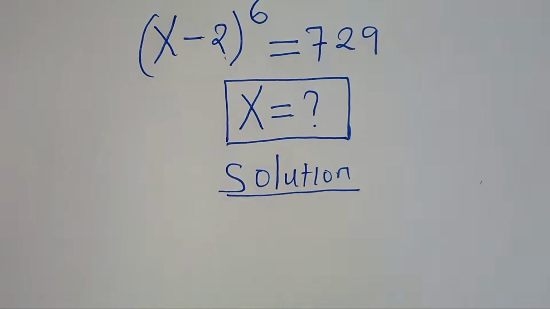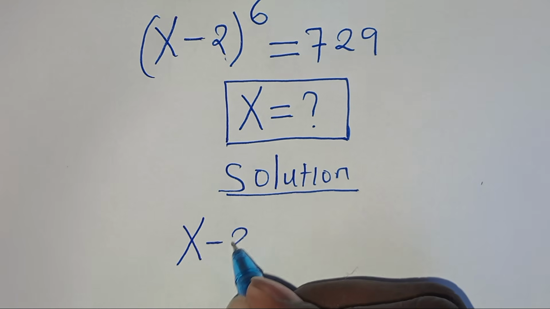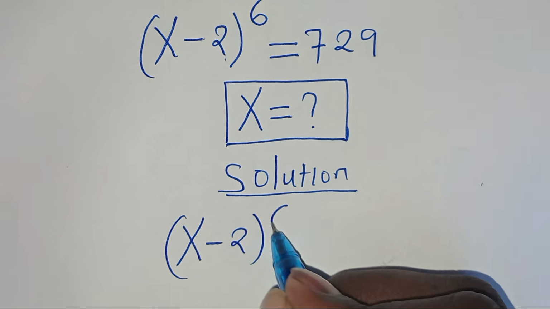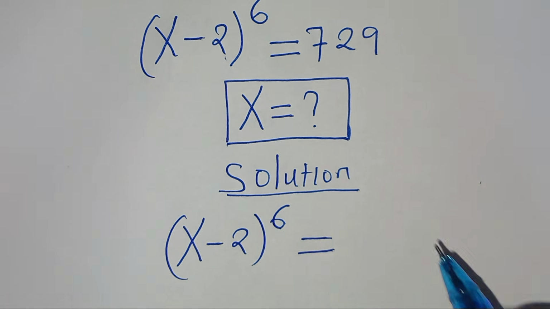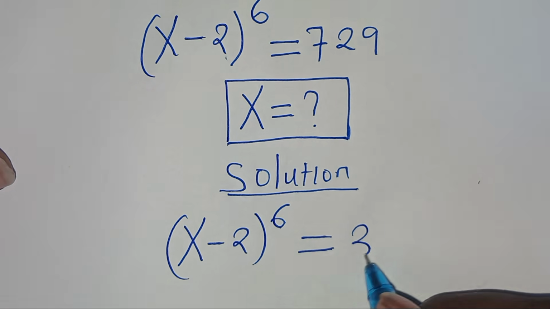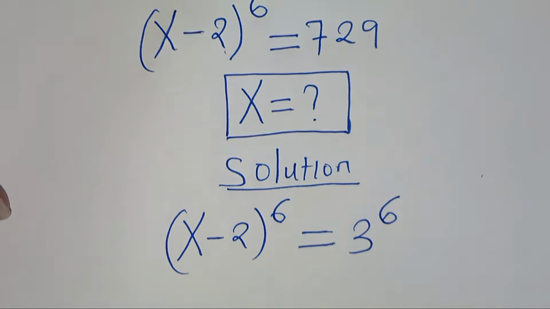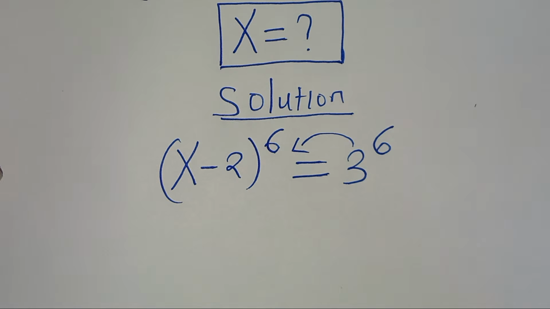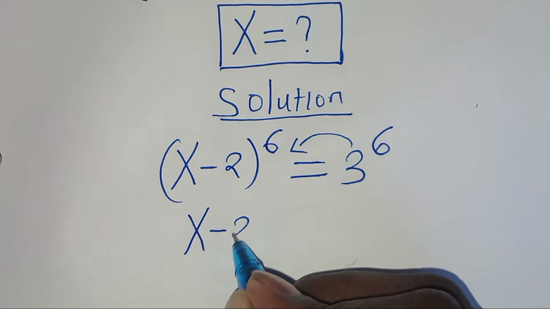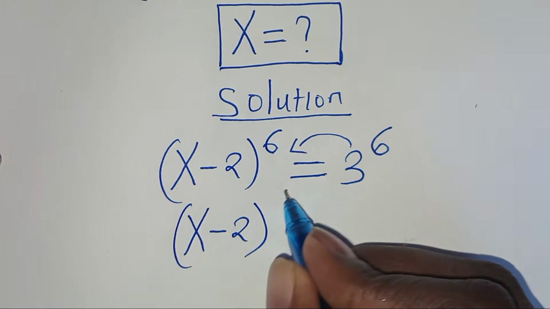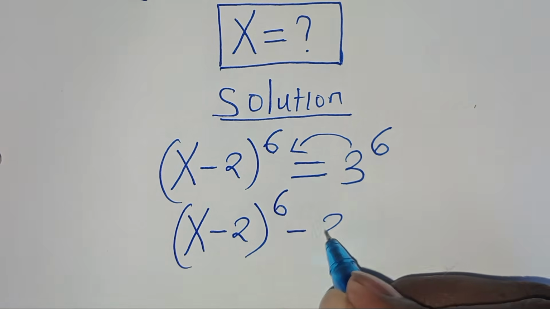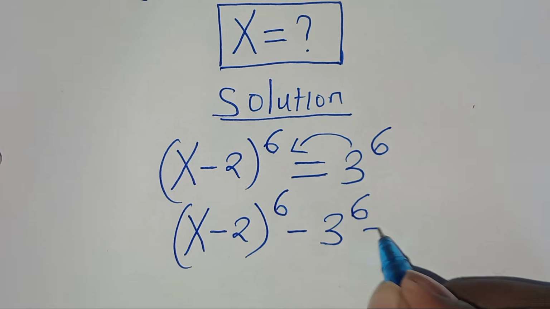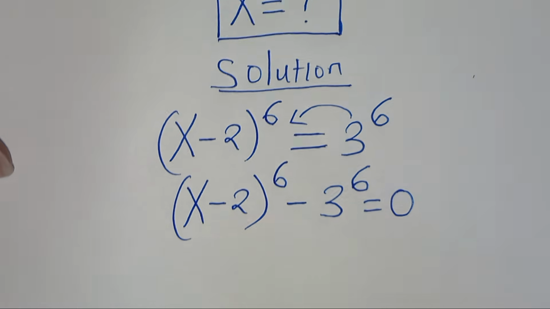So we have (x - 2) raised to the power of 6 equal to 729, which you can express as 3 to the power of 6. So let's take 3 to the power of 6 to the left hand side, so that we have (x - 2) raised to the power of 6 minus 3 raised to the power of 6 equal to 0.